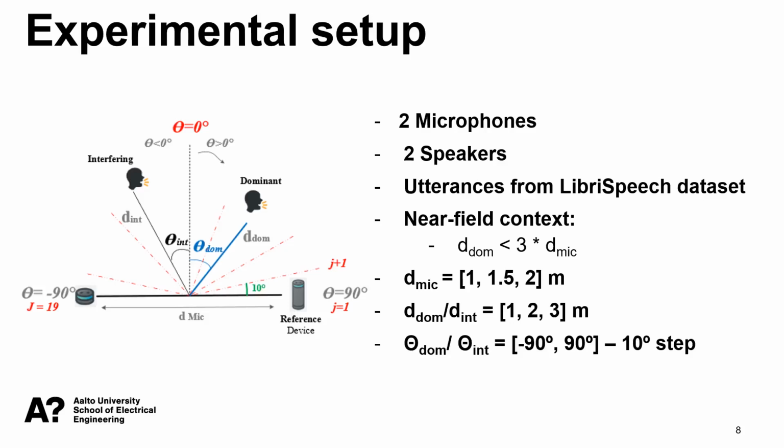It is important to notice that to consider a scenario as we described before, the dominant speaker will always be closer to the reference device, while the interfering one will always be closer to the secondary device. The speech samples for each speaker are formed by randomly extracted utterances from the LibriSpeech dataset.